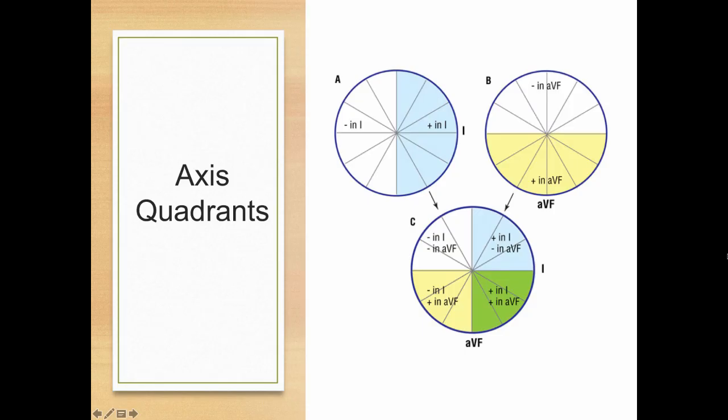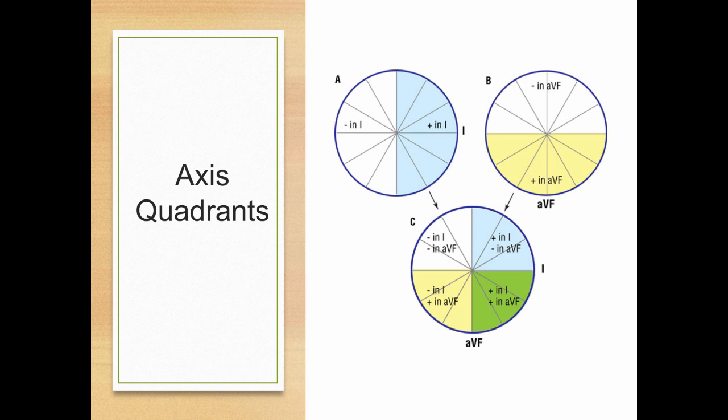Well, how in the world do we figure out which quadrant we're in, or which quadrant the electricity is flowing into? Well, we're going to look at two leads. We're going to take our limb leads. We're going to look at lead 1. We're going to look at lead AVF. That's it. Lead 1 and AVF.